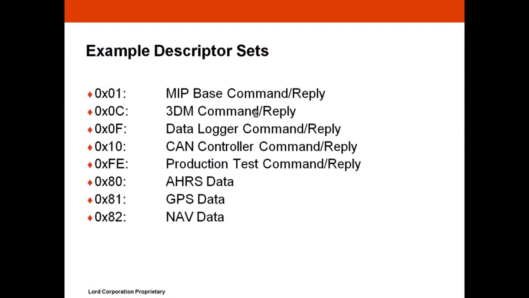The first set in this example is hex 01, which we call the MIP base command reply set. This is covering the basic functionality of our device. Any MIP device that we have always implements the hex 01 descriptor set command reply set. Next one down is a specialty command reply set, hex 0C. It relates to 3D commands in our 3D motion sensor family.